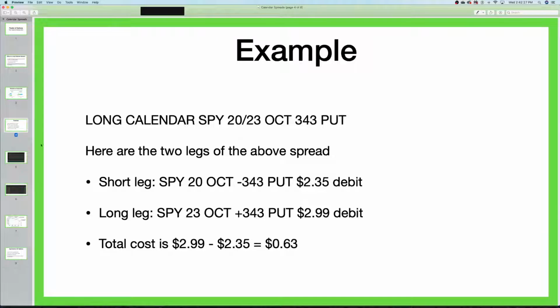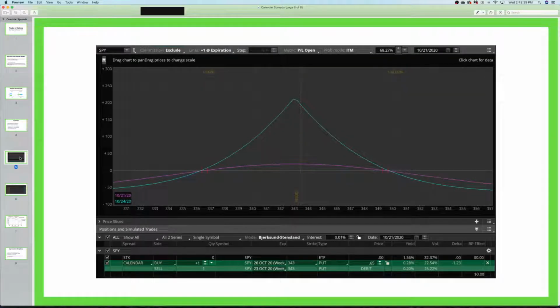All right, 63-cent debit. And if you had Thinkorswim or your profit and loss chart diagram, your risk diagram, it would be plotted like this, where the max loss is the cost of the debit, the cost of the calendar spread, the debit that you paid for it. And then the max profit's a little bit more difficult to determine, because the max profit really depends on the amount of volatility in the market at that time. And so that can actually change.